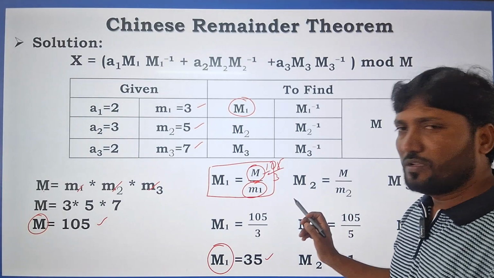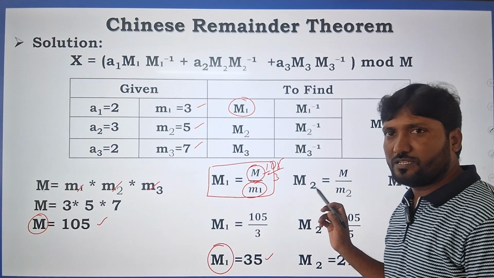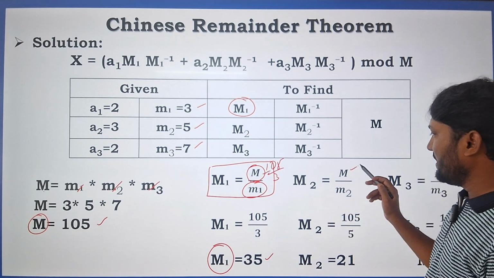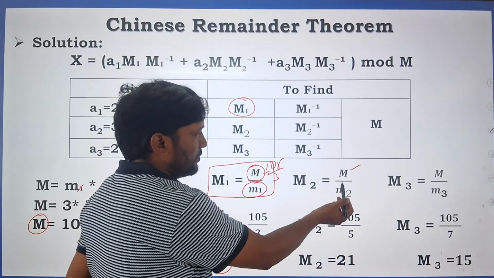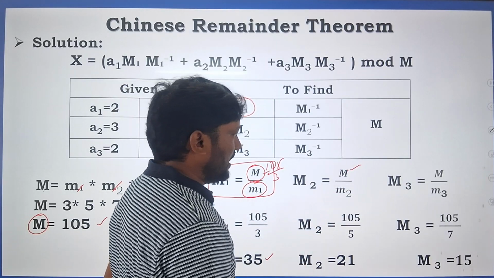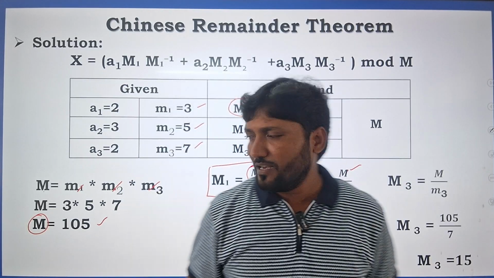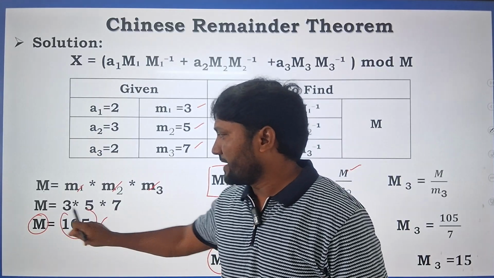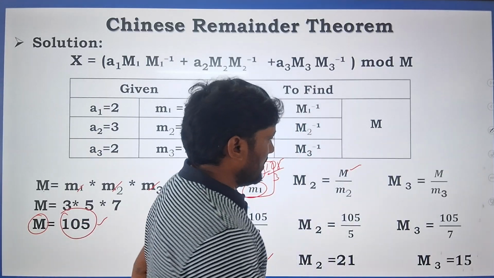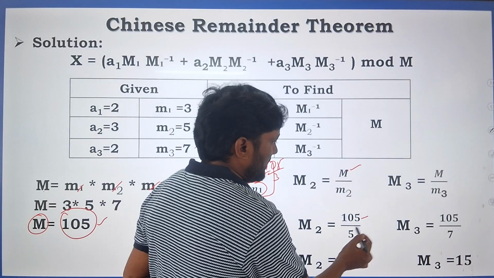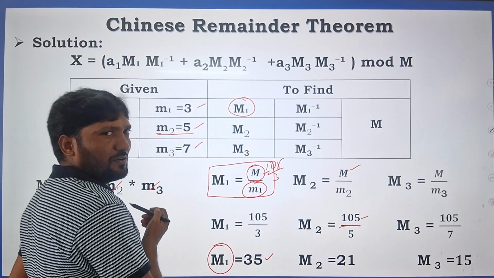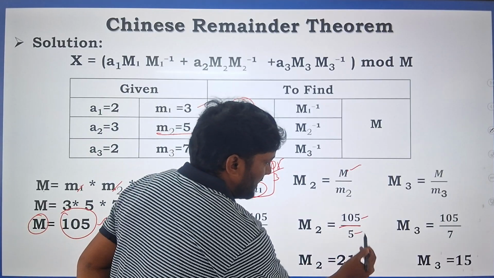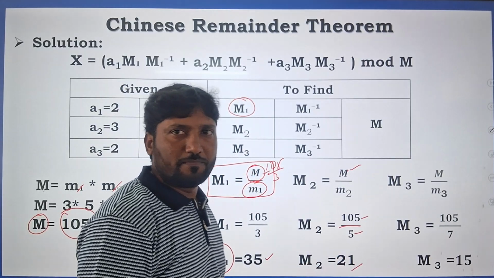Next, what is M2 here? What is the formula for M2? Capital M by small m2. As we know, the capital M value is already calculated as 105. So 105 divided by small m2, which is 5. Then we will get 21.